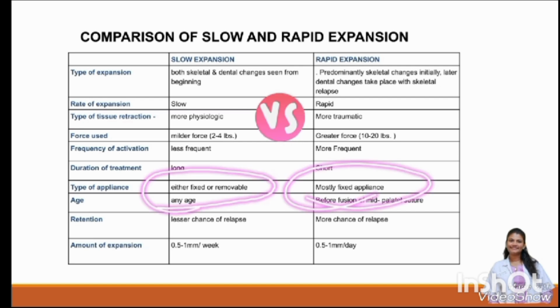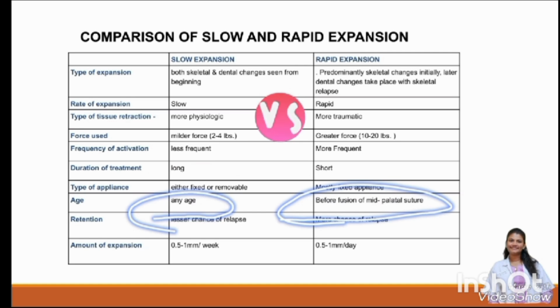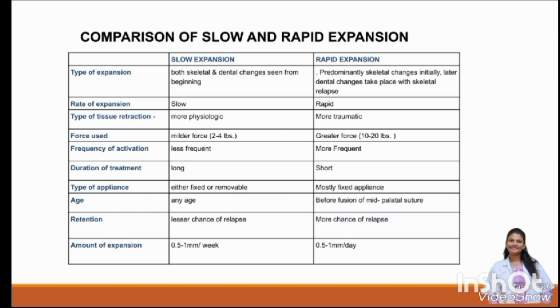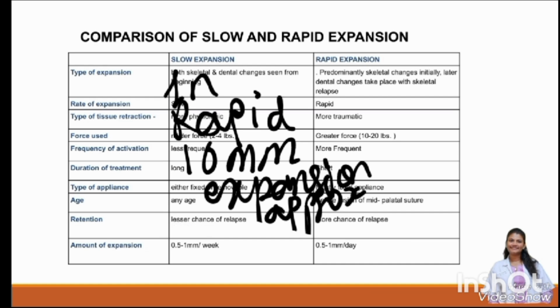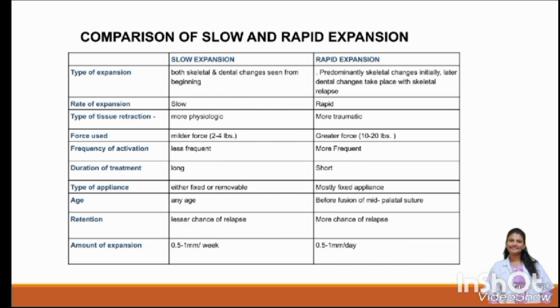Type of appliance: either fixed or removable in slow expansion. In rapid expansion, mostly fixed appliances. Age: slow expansion can occur at any age. Rapid expansion is done before the fusion of the mid-palatal suture. Retention: in slow expansion, lesser chance of relapse is seen. In rapid, there are more chances of relapse. Amount of expansion achieved in slow is 0.5 to 1 mm per week, whereas in rapid 0.5 to 1 mm per day. 10 mm of expansion is achieved approximately in rapid expansion.